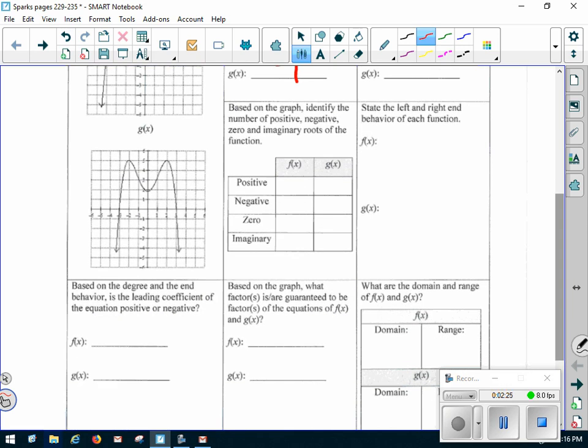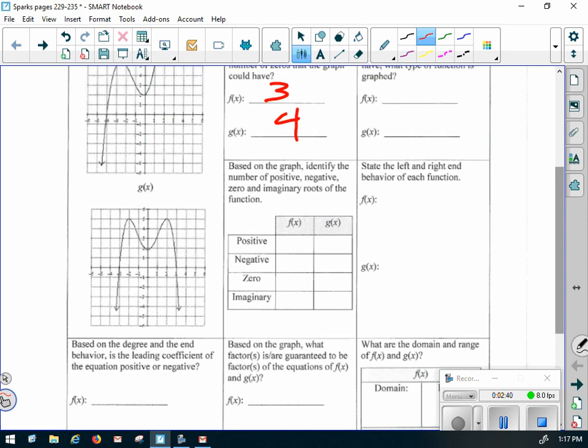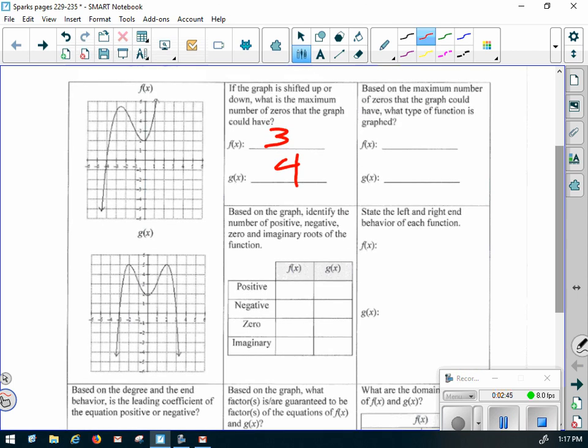If we shifted the graph down where the x-axis was right here, that graph would cross the x-axis 4 times. That's one of the reasons that you know that that's a degree 4 or quartic polynomial. Based on the maximum number of zeros that the graph could have, what type of function is graphed? f is a cubic, and g is a quartic. You'll never miss that again. Ever, ever.